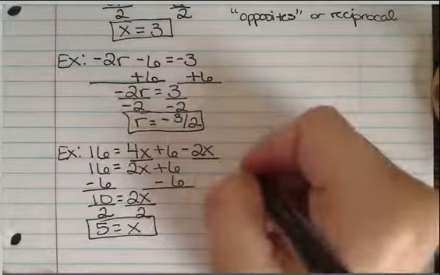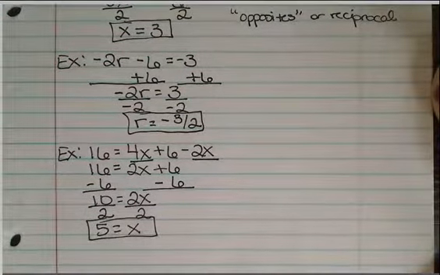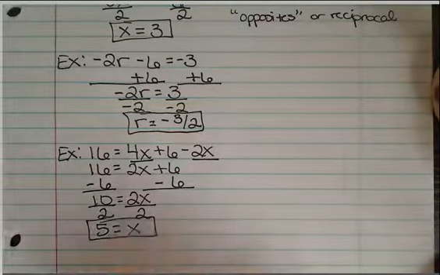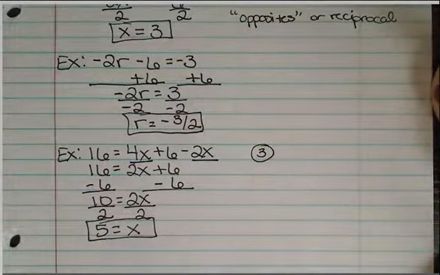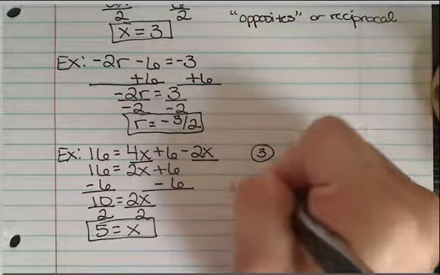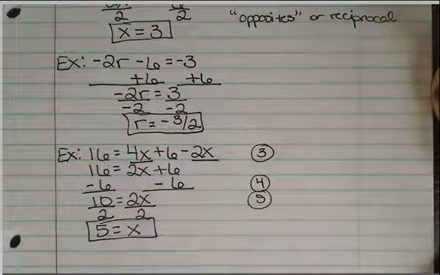Hopefully that's not stumping. We did step 3 up here. We did step 4 down here. And we did step 5 right here. And then theoretically we would do step 6 by checking our problem.